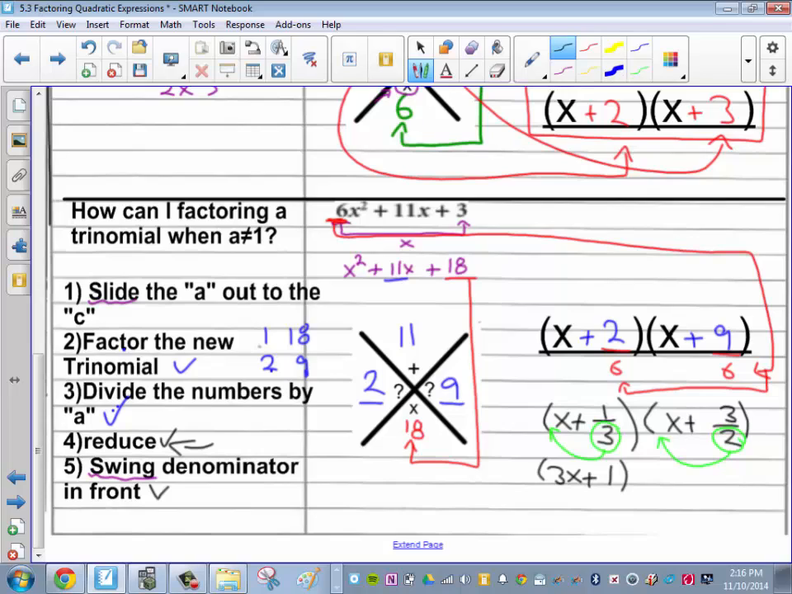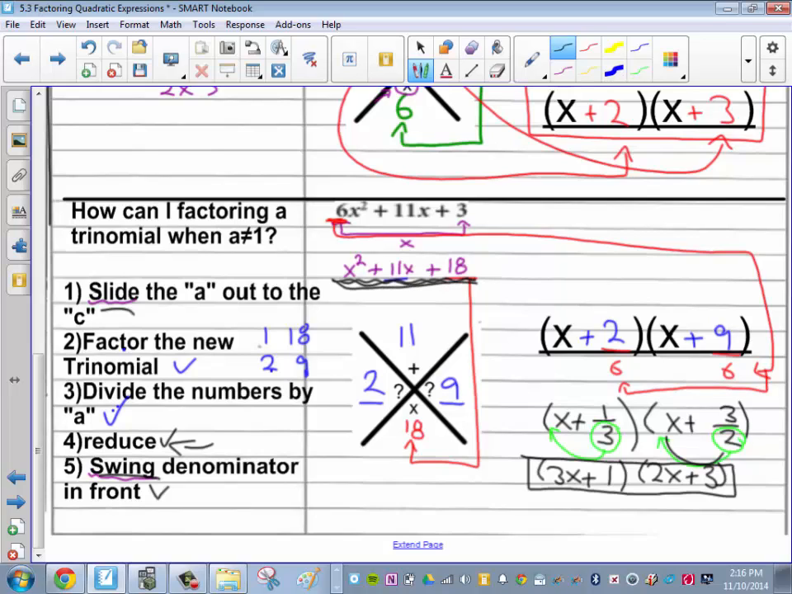Notice this 3 swung up in front of the x. And then I got 2x plus 3. Notice that 2 swung up in front of the x right there. And there you go. Factored form. Using something I like to call the slide and the swing method. If you practice this enough, this will be one of your favorite methods ever, because I know it is mine.